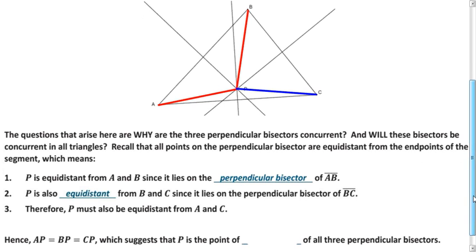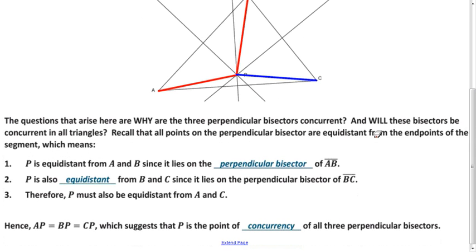So since it's equidistant, it must be on its perpendicular bisector. So that's a point of concurrency. We know it lies on 2 perpendicular bisectors and it must lie on the third one. That's what we're getting at.